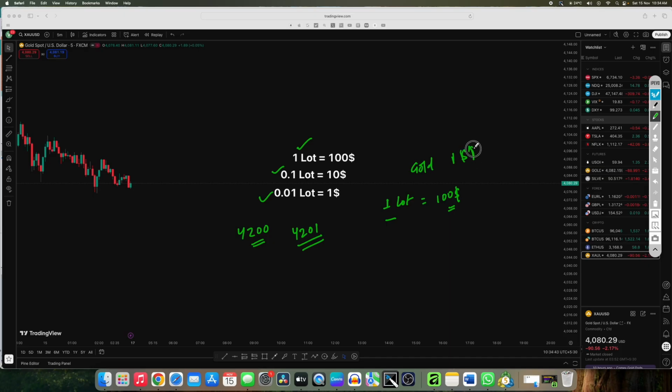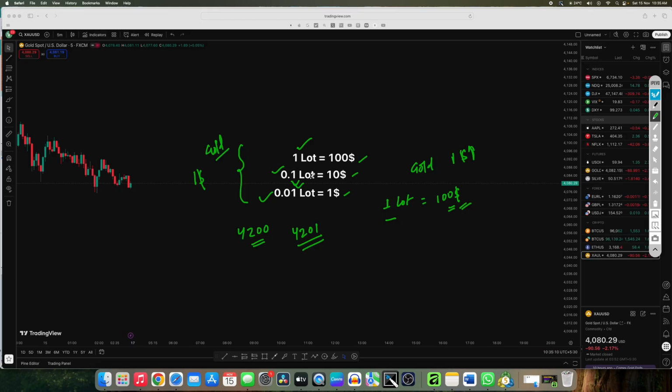This means if you are trading with 1 lot and gold moves $1, your P&L will change by $100. Similarly, if you are trading with 0.1 lot, then when gold moves by $1, and here $1 movement means the same for everyone, you simply have to see how much your account will show in P&L. So with 0.1 lot and a $1 move in gold, your profit or loss will show accordingly.